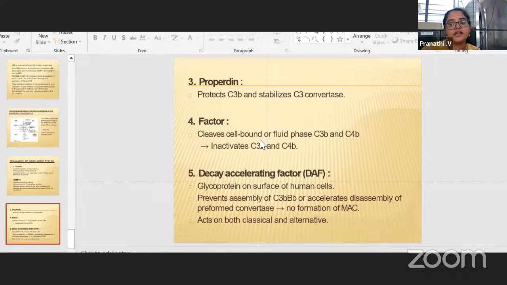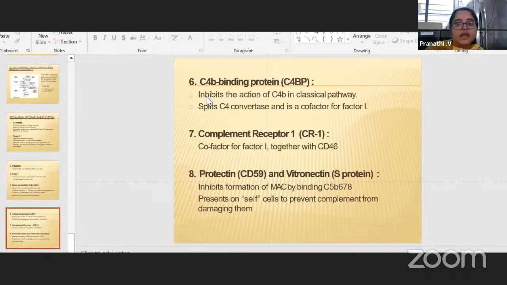Now we have the cleavage factor, factor I, acting on C3b and C4b, which inactivates the active forms. Then we have the decay accelerating factor, a basic glycoprotein present on the cells. Because of its presence, it prevents assembly of the C3 convertase complex, so the C3bBb complex is not formed. Because of this, the membrane attack complex is not formed finally. This acts on both the classical as well as the alternate pathway. Of course, we have C4b binding protein also, which is a cofactor for factor I, and you have complement receptor 1 and protectin. All of these are your regulatory factors in the basic complement system.